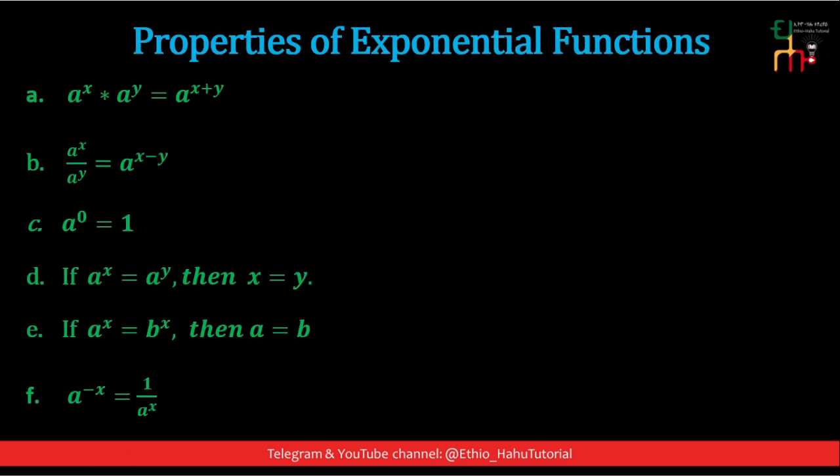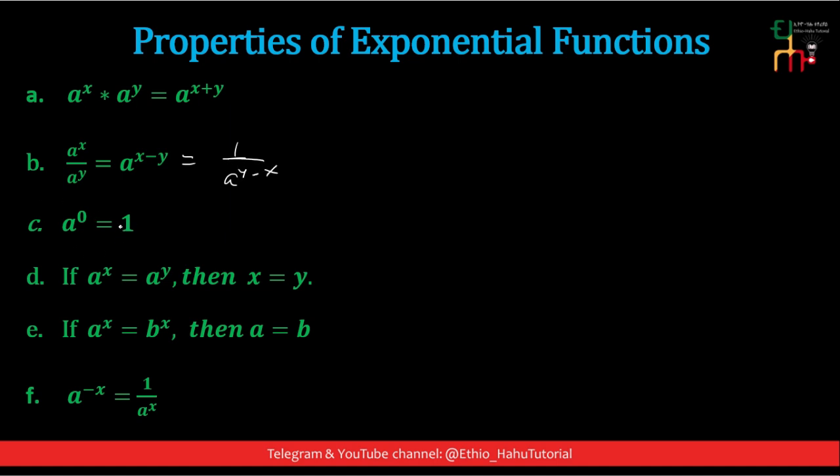Having seen this definition, let's see properties of exponential functions. The first property, a to the power of x times a to the power of y is equal to a to the power of x plus y. If they have the same base, we can simply add their exponents. The second property, a to the power of x over a to the power of y is equal to a to the power of x minus y. Or this can be simply 1 over a to the power of y minus x.